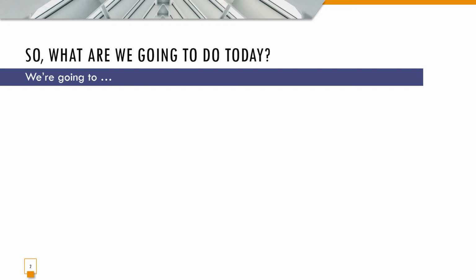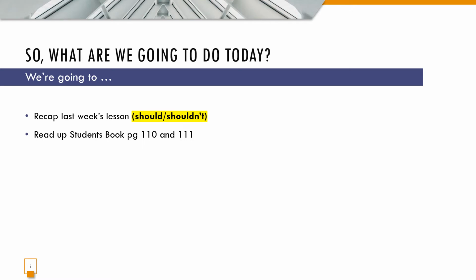So what are we going to do today? First, we are going to recap. Recap means we are going to learn again what we have learned last week. We have learned about should and shouldn't, right? Afterwards, we are going to read your student's book on pages 110 and 111. After we have done that, you are going to play some quiz games from what we have learned.